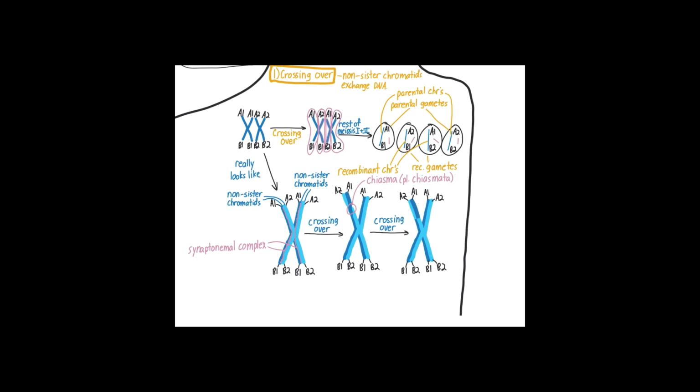We can see from this representation that both pairs of non-sister chromatids could cross over with each other, giving 4 recombinant chromosomes and 0 parental chromosomes for this particular cell. That would require a crossover here as well. But in this example, only these two chromatids crossed over with each other, so only these two are recombinant chromosomes.